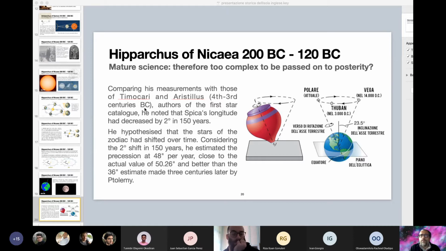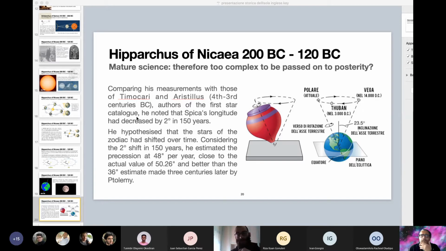4th and 3rd century before Christ. Okay? And these authors had written the first star catalog. By the way, you should think about this. Some scholars, in the 4th century before Christ, spent all their life writing a star catalog, a totally useless activity for everybody for many centuries.